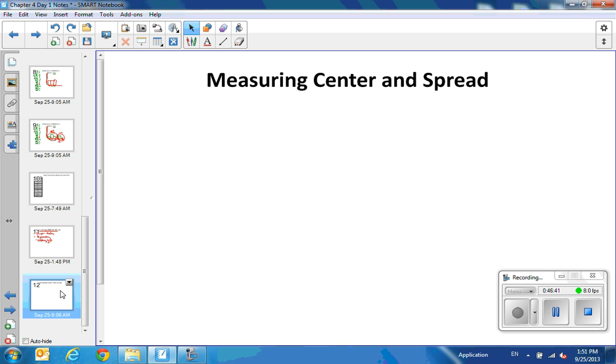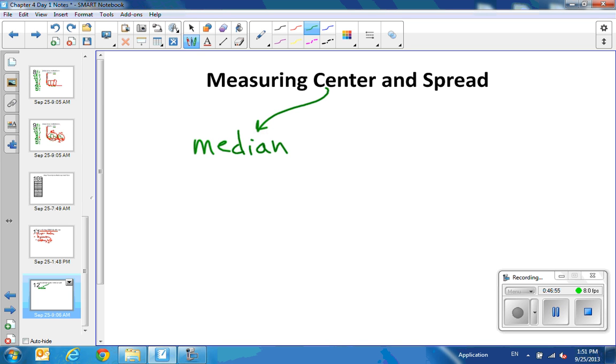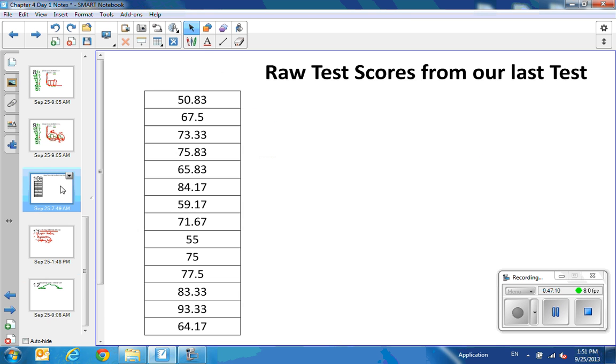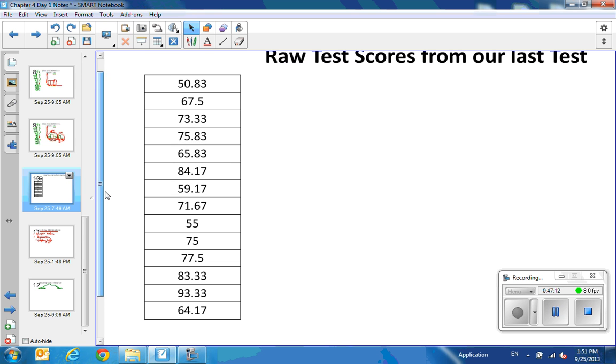Okay, let's switch gears and talk about measuring center and spread. How can you measure the center? Median. What's the median? The middle. And how else can you measure the center? The mean. Which is what? The average. Now let's go back to this set of data since it's in your calculator already.